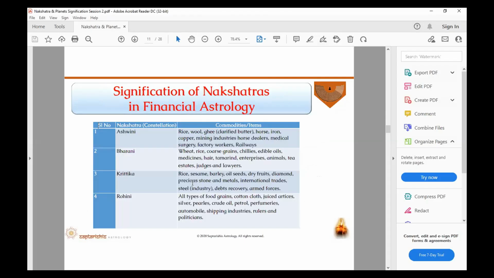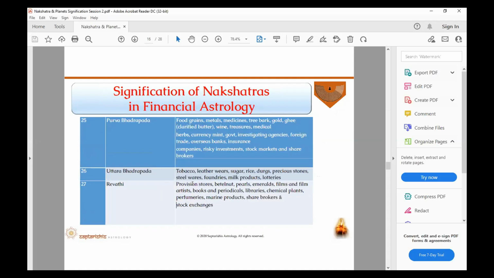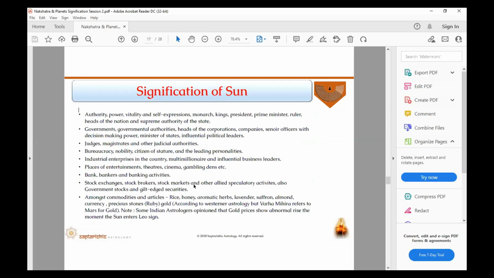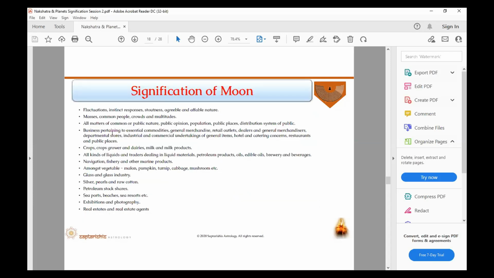These are nakshatras. I will not go for nakshatra in today's session. This is the significations of Sun. This is about Moon. Can you see this? Business pertaining to essential commodities, general merchandise, retail outlets, departmental stores, hotel and catering industry, restaurants and public places, crops, dairies, milk products, all kinds of liquids, including petroleum products, oil, edible oils, brewery, beverages. So can we take these significations for Reliance? Yes, you can take.